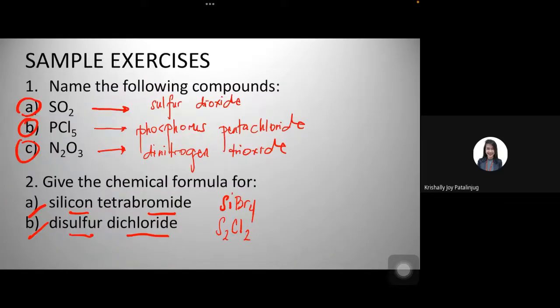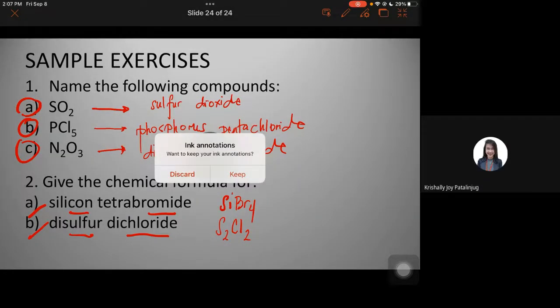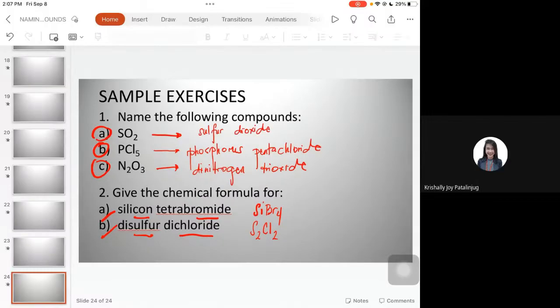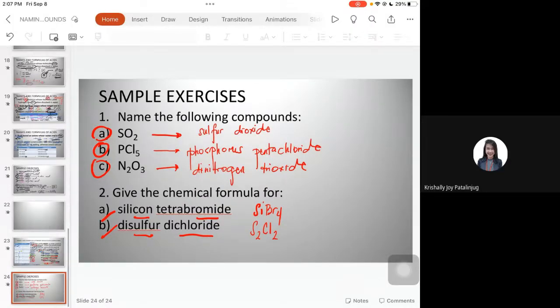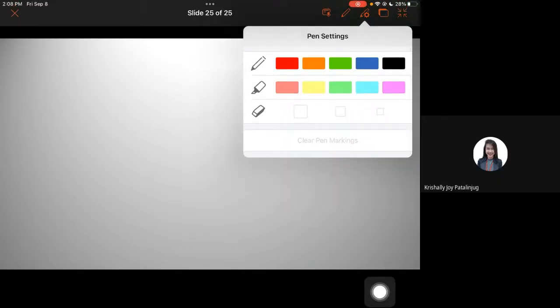Now, during assessments, let me give you sample questions of how I usually give my questions during online quizzes relative to this topic. I will not ask you questions like "name this compound." That is not how I give my questions. Expect that there will be a sort of challenge or twist in the questions.